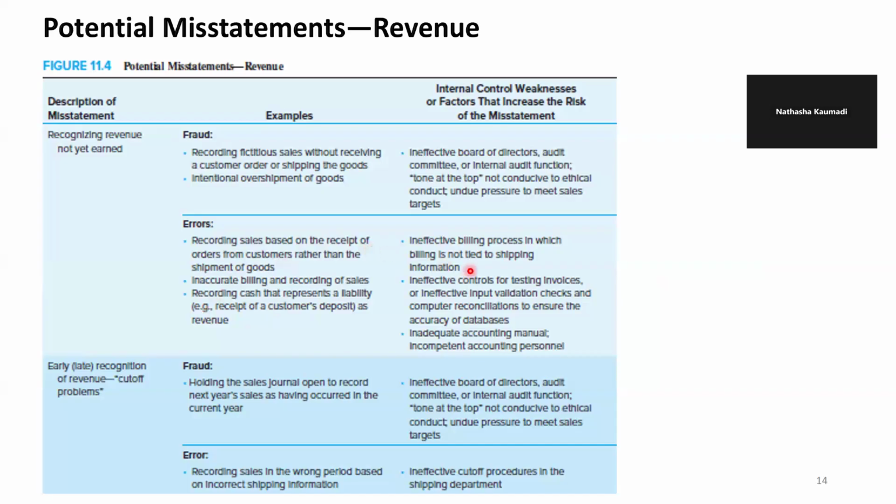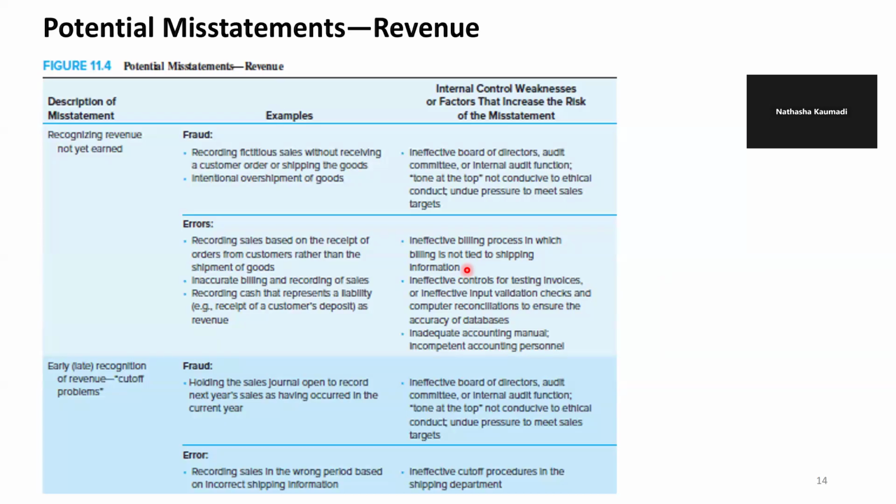What are the reasons? What are the internal control weaknesses? Ineffective billing process, in which billing is not tied to shipping documents, shipping information. So when you record the transaction in the billing process, you have not cross-checked all the documents. What is the sales order? What are the shipping documents? Likewise, you have not cross-checked the numbers. So that is one issue.